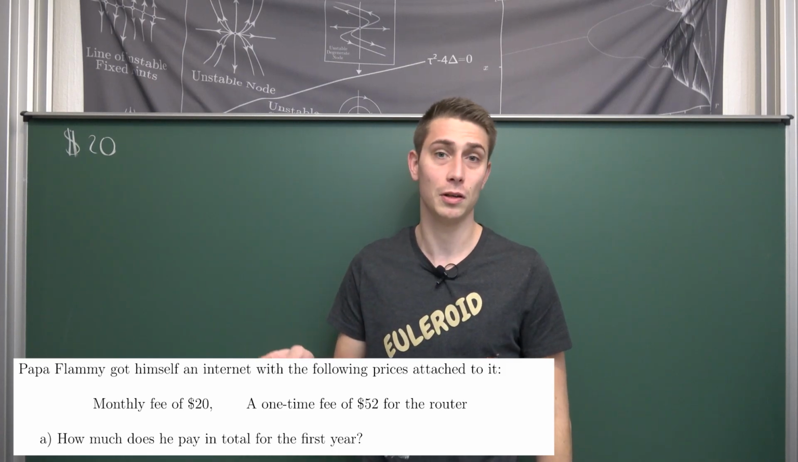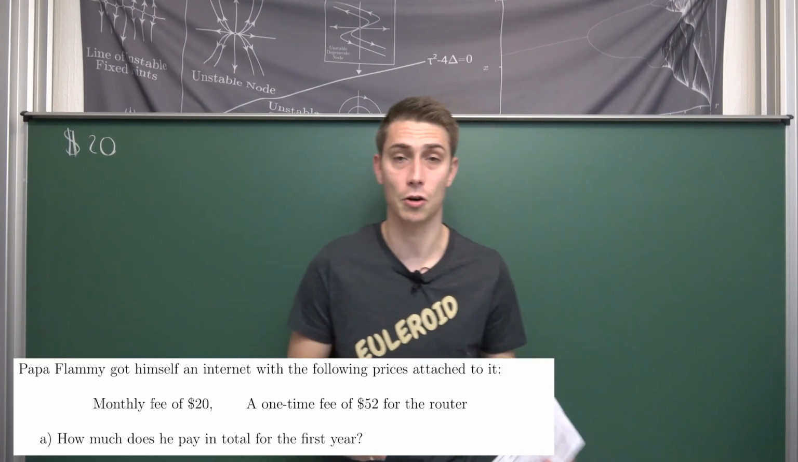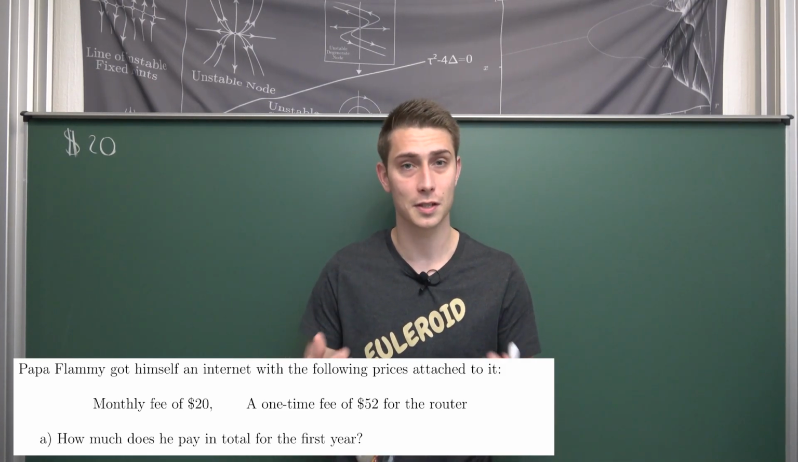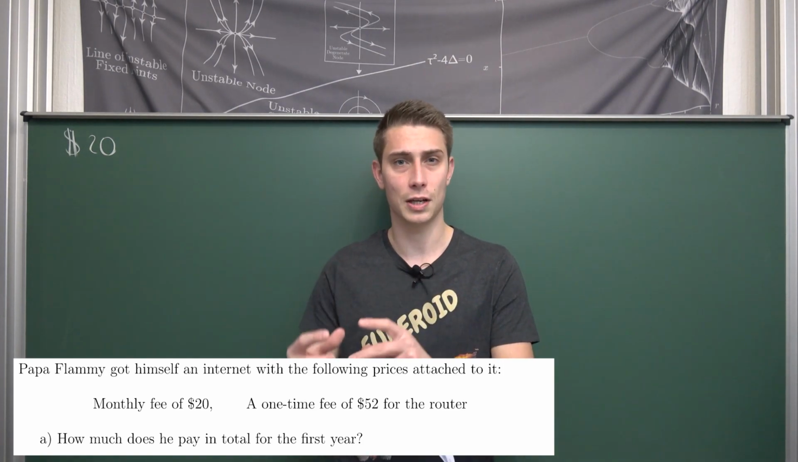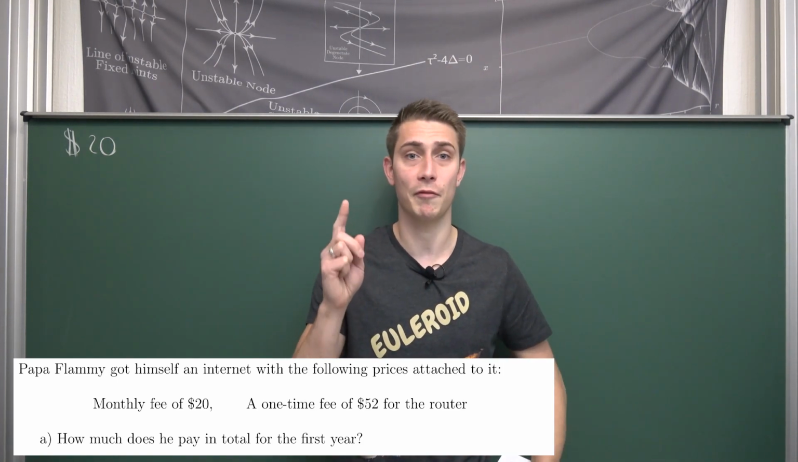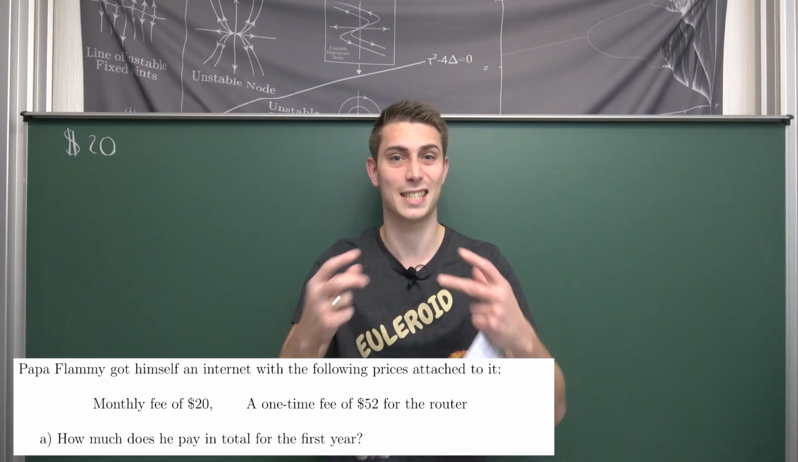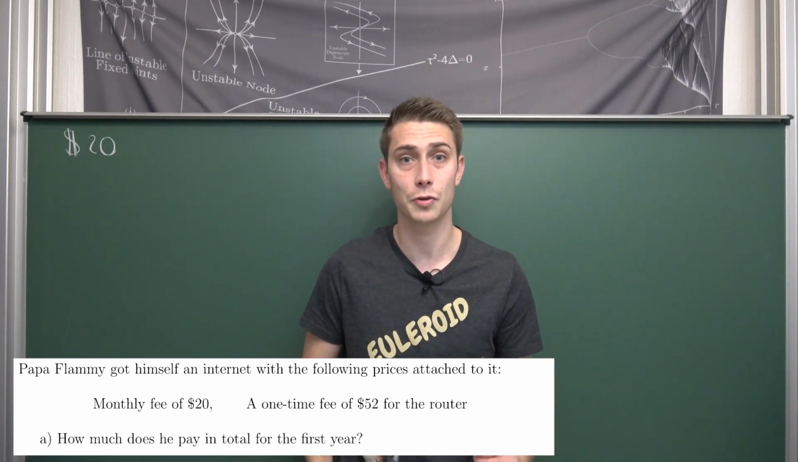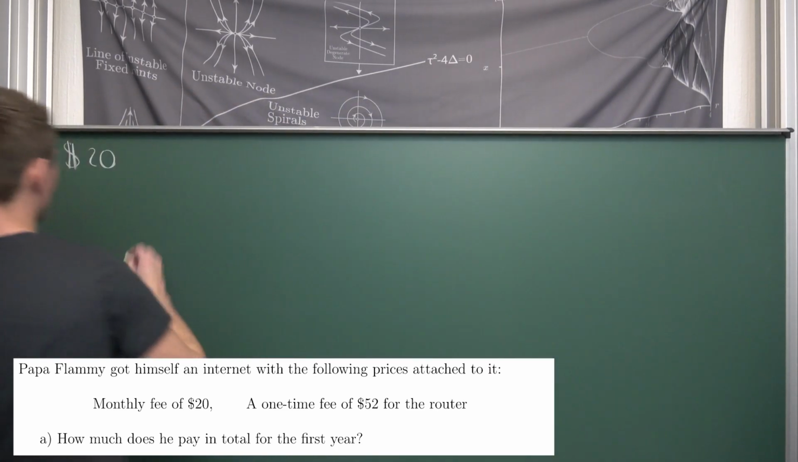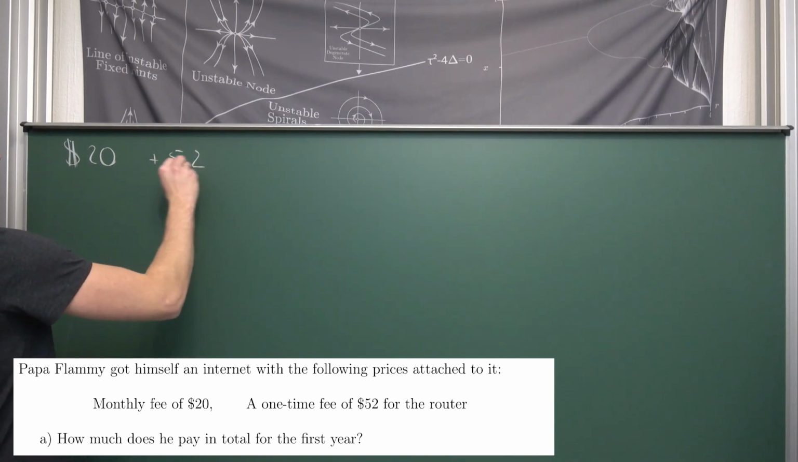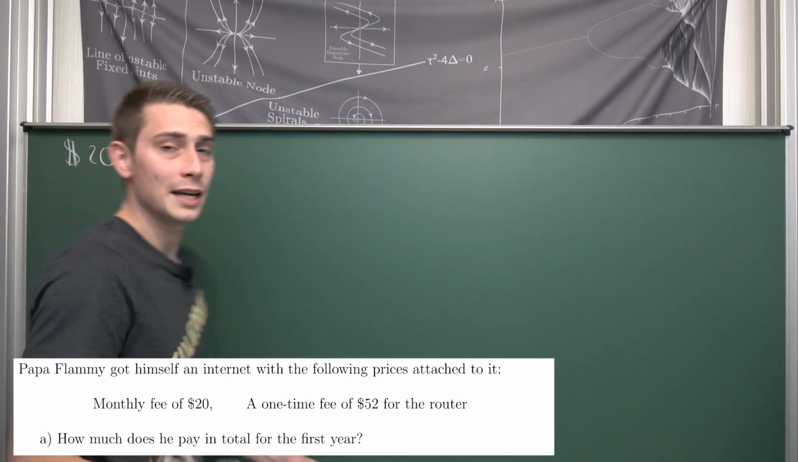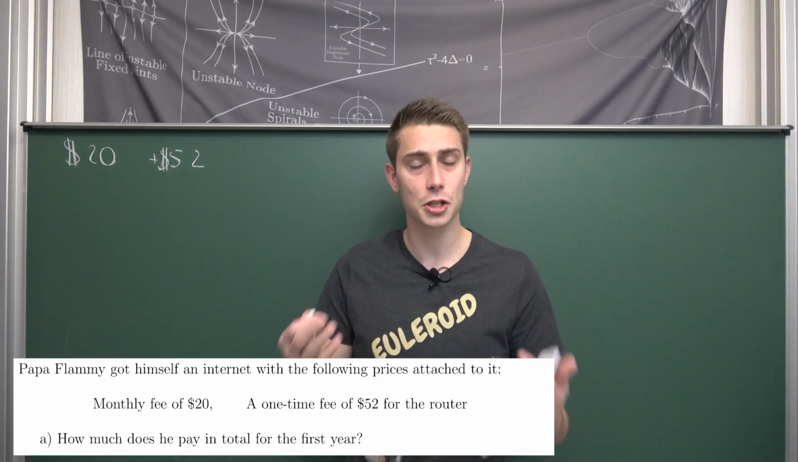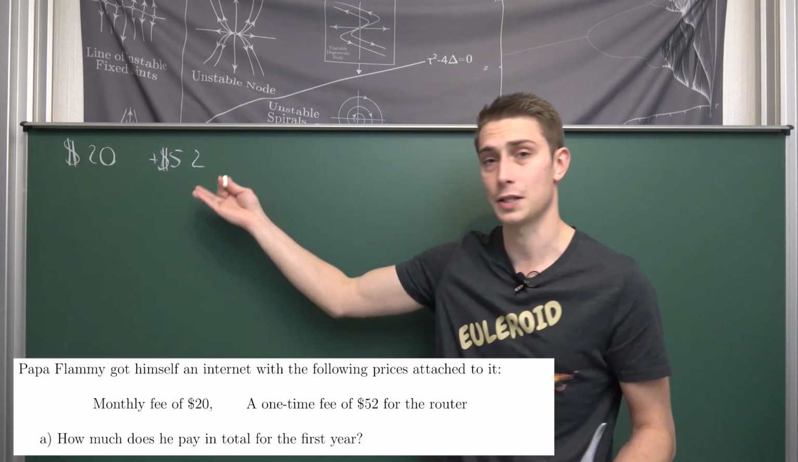But that's not the only thing. To get yourself the internet at home, you also need a router. This is something that you need. And to get yourself the router, you must pay a one-time fee right at the beginning, at the start of signing the contract. And the fee is going to be, for the router, $52. Okay, this is how you are going to get the prices together.